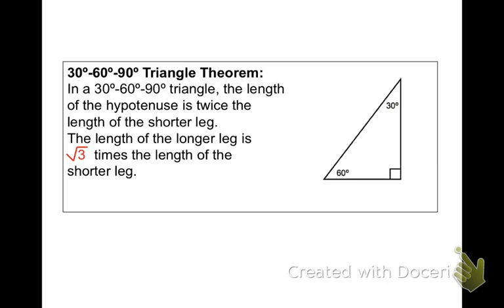So if my short leg, let's say, is x, the length of the hypotenuse is twice the shorter leg, so 2x. The length of the longer leg is the square root 3 times the length of the shorter leg. So these are our shortcuts. Again, given a short leg, so 30, 60, 90, x, x square root 3, 2x. Given a short leg, you should definitely be able to get to a hypotenuse.